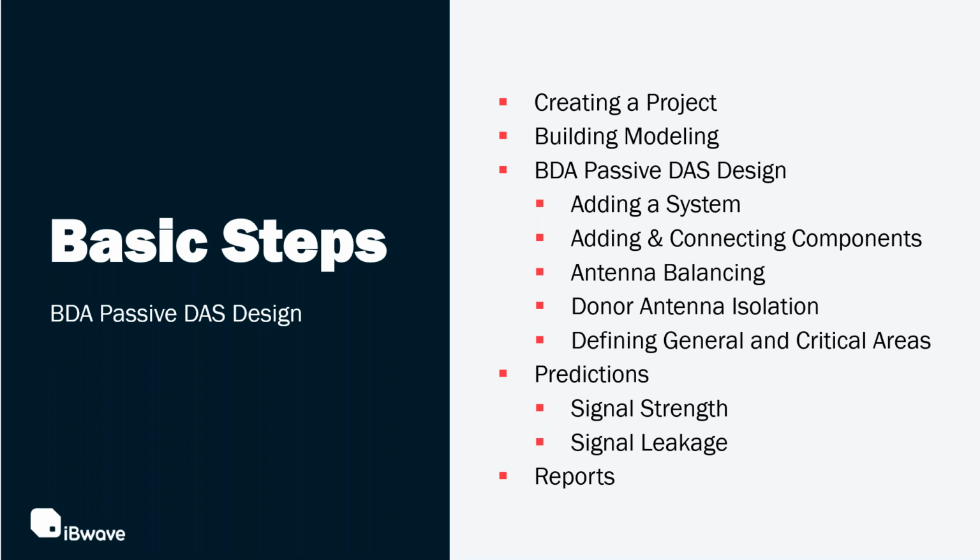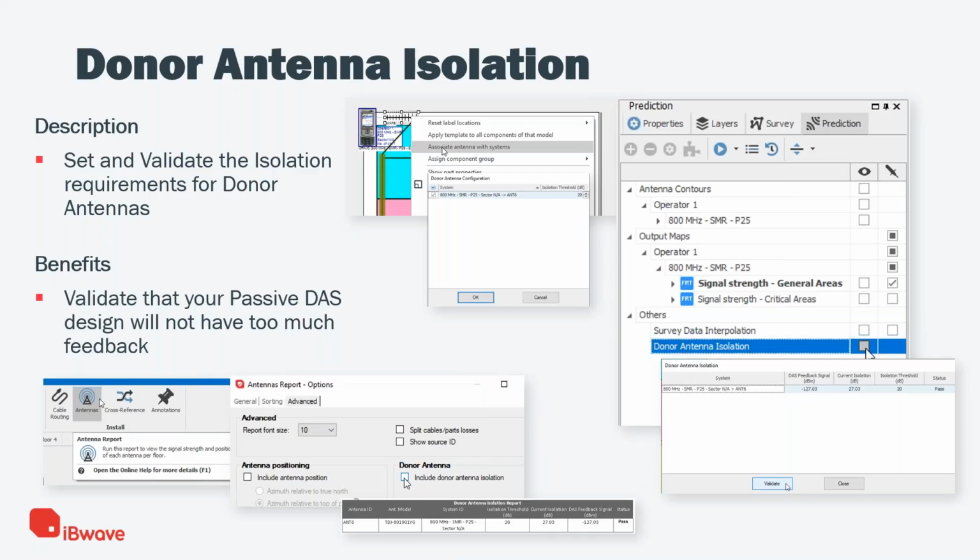So first, in our tool, you add a system. I'll go over how you add and connect some of the components. We have a cool feature to do antenna balancing, so I'll cover that. Donor isolation. We just introduced features also for defining general and critical areas on one floor plan. I'll cover that. How to do a prediction for signal strength, signal leakage, and then some of the reports that we have.